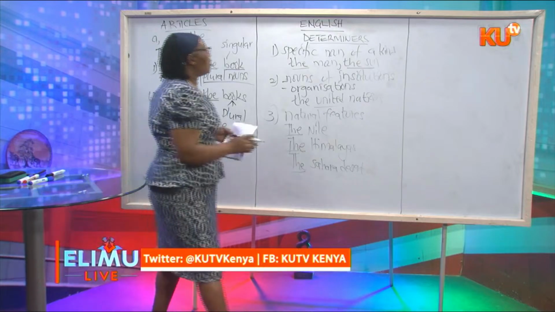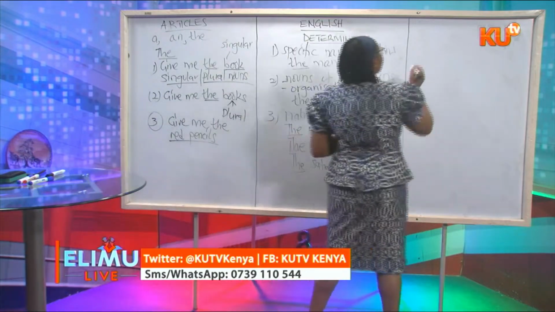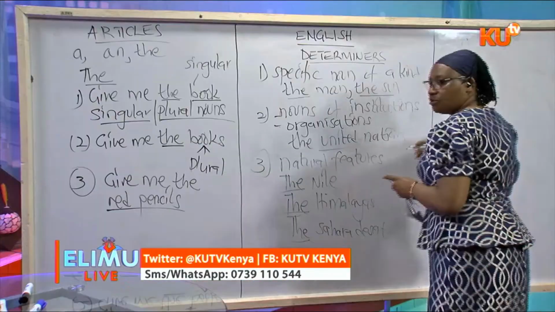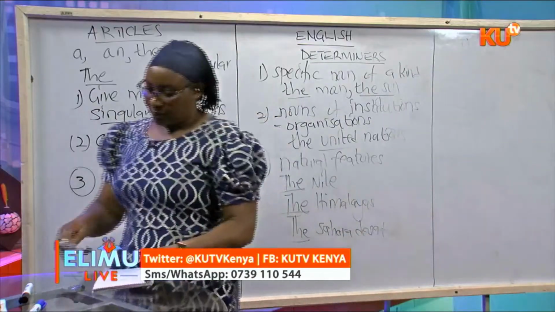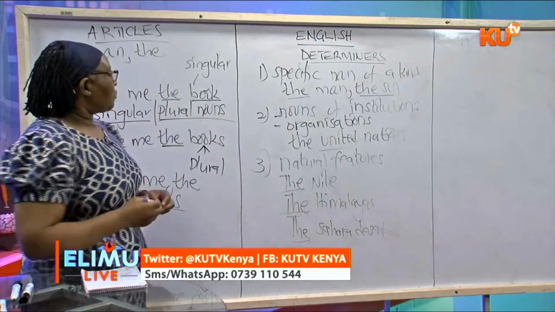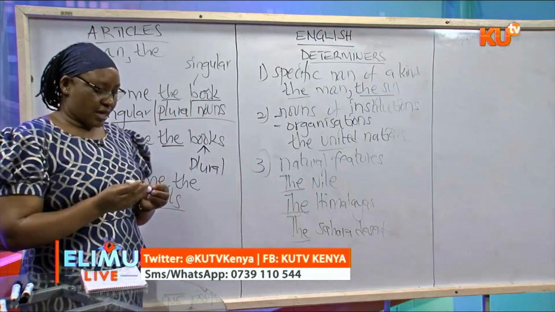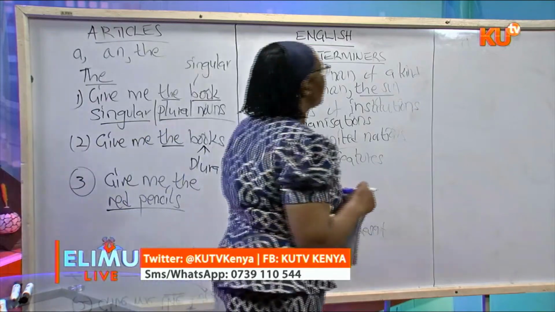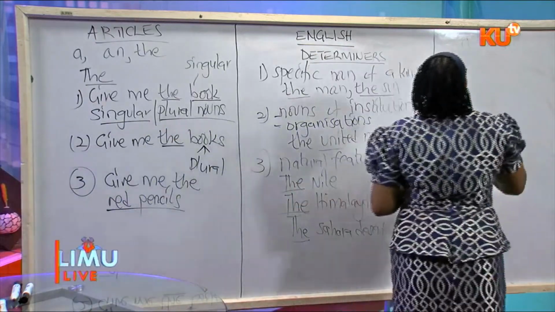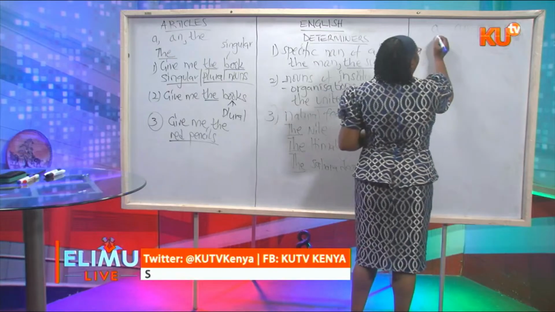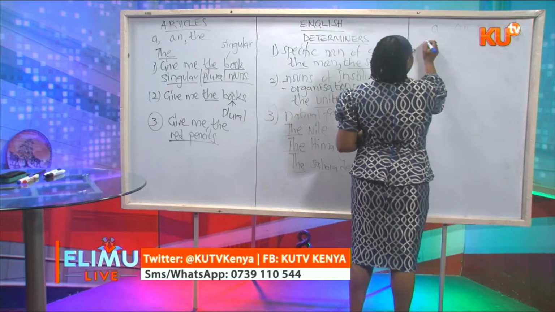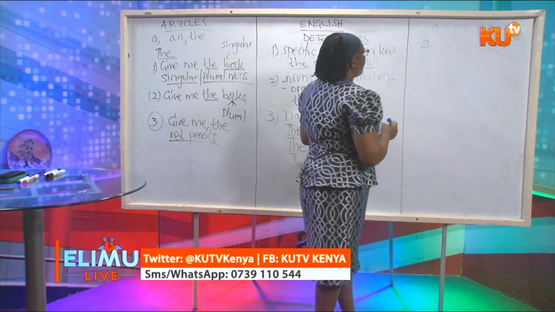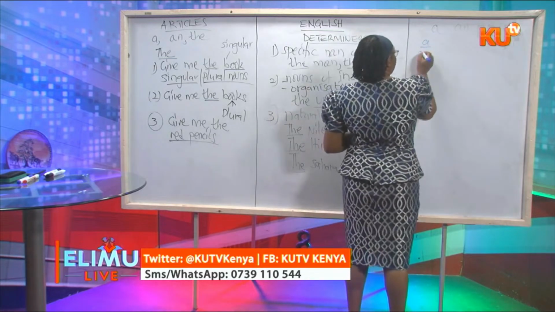Now then we move on to the next determiners, which are a and an, and we start with a. When we use the, we say it is used with specific nouns. The opposite is when we come to a. Now a is used with general nouns.